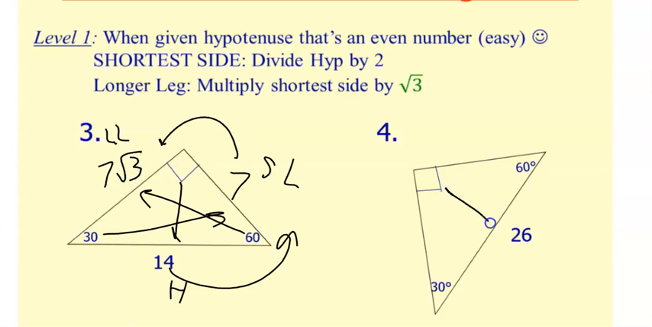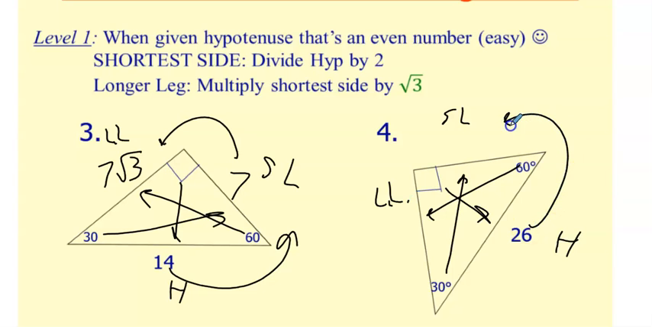Okay? Keep it up. This is the hypotenuse. Short leg, long leg. We always want to go to the short leg. That's easiest, so we're going to divide by 2. If you want to put that here, you can. And that's 13. And then we're going to go this way and multiply by radical 3. 13 radical 3.